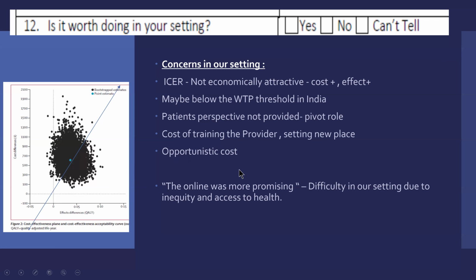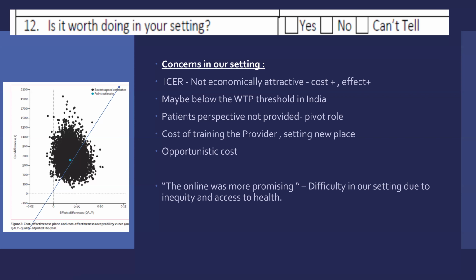So they had also done an online and in-person version, and the online was more promising. But if you look at online in our setting, the people who can have access to online would be the people who are rich and educated and have internet access. There's a lot of inequity in our country, probably different from their country. So in view of this inequity in access, I'm not sure how much online services would be effective in our country.